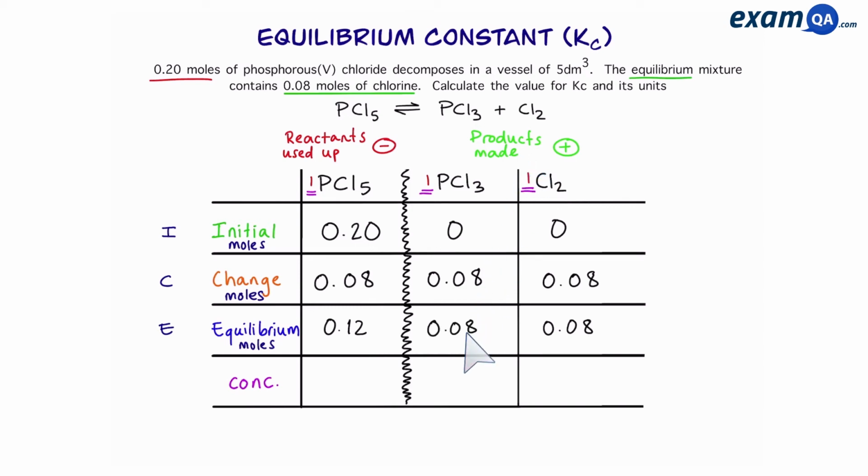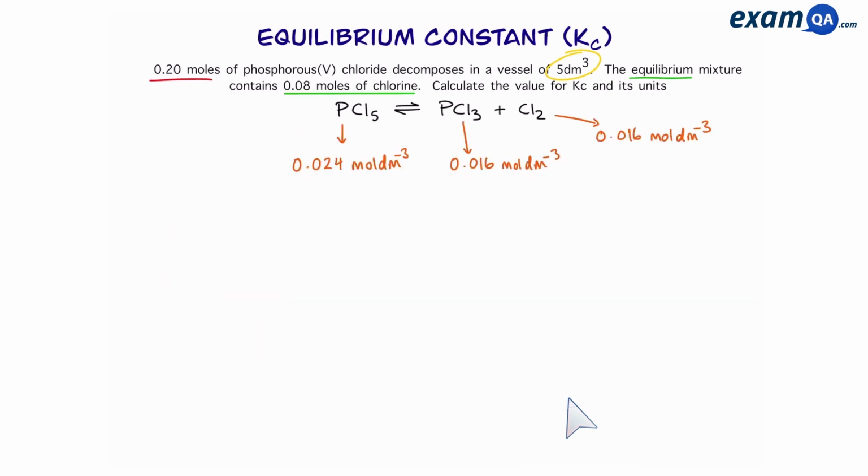Perfect. We've worked out the equilibrium moles for all three components of the reaction. However, Kc requires equilibrium concentration. That means we have to divide them all by the total volume. The question has told us that the volume of the whole vessel is 5 dm cubed. So we're going to divide all of the moles by the volume, and that's going to give us the concentrations. Okay, so now that we have the equilibrium concentrations, we now can use this to work out our Kc value. So just to recap, we have just worked out the concentrations of PCl5, PCl3, and Cl2 at equilibrium.